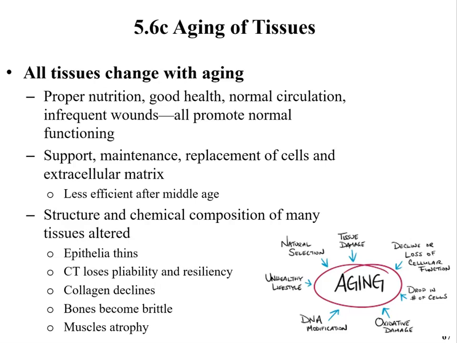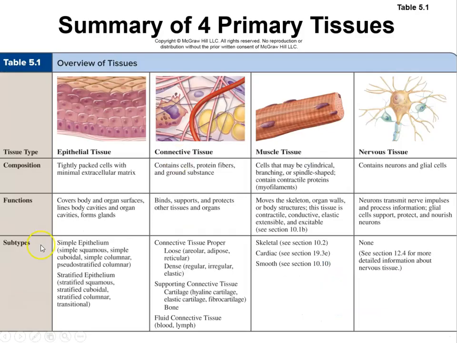So structure and chemical composition of many of your tissues become altered. So the epithelial will thin, the connective tissue will lose its pliability and resiliency, collagen production declines, bones can become brittle, and muscles atrophy. And these are all just normal processes of aging. And this is just a summary chart of the 4 primary tissues. This is out of your book. I recommend looking over this and just making sure you know the composition, the functions, and have an idea of the subtypes of these different tissues.